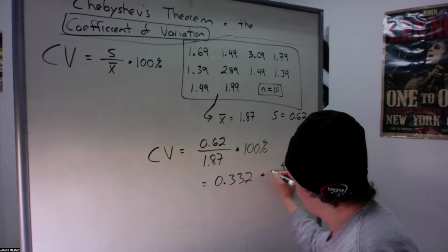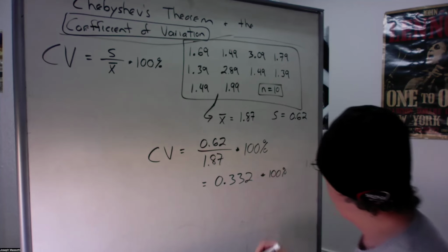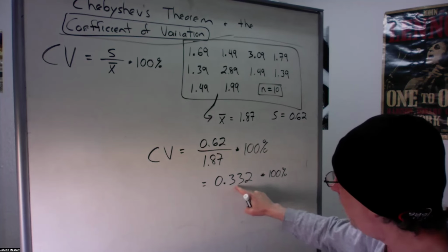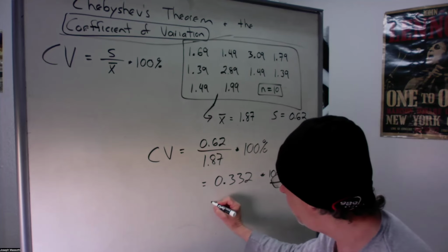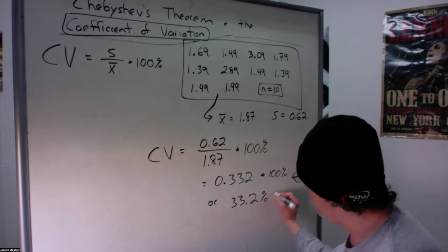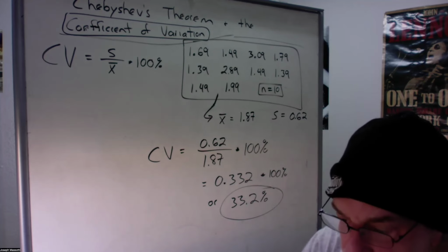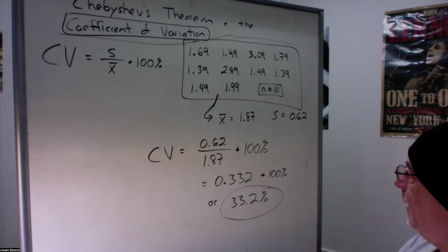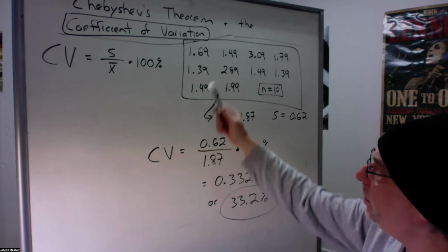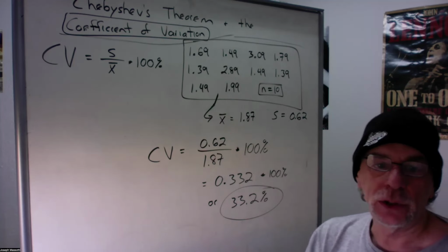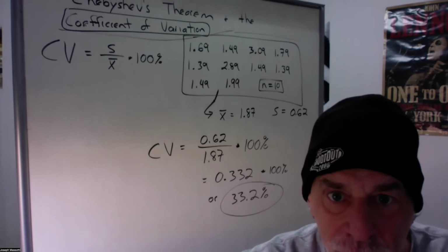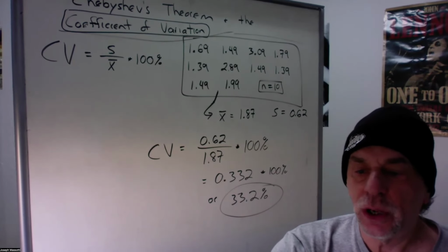And then we're going to multiply that by 100%. We know multiplying by 100%, all we're doing is moving the decimal 2 spots to the right. So we end up with 33.2% is the coefficient of variation for this data set. So it tells us that the standard deviation is about 1/3 of the mean, and that gives us an idea of how spread out the data set is. All right, so that is Chebyshev's theorem and the coefficient of variation.